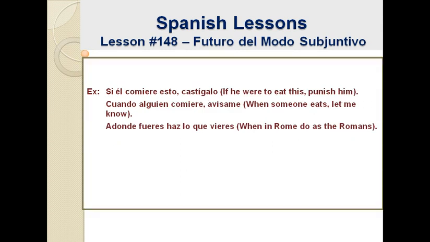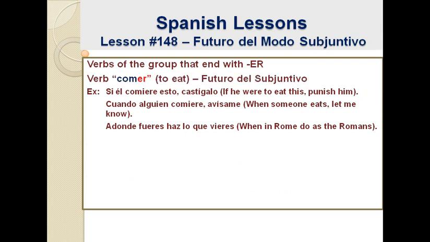Now let's conjugate futuro del modo subjuntivo for the second group of verbs, the second classification, the verbs that end with er, like for example the verb comer, that means to eat. Example, si él comiere esto, castígalo. If he were to eat this, punish him. Or, cuando alguien comiere, avísame. When someone eats, let me know.